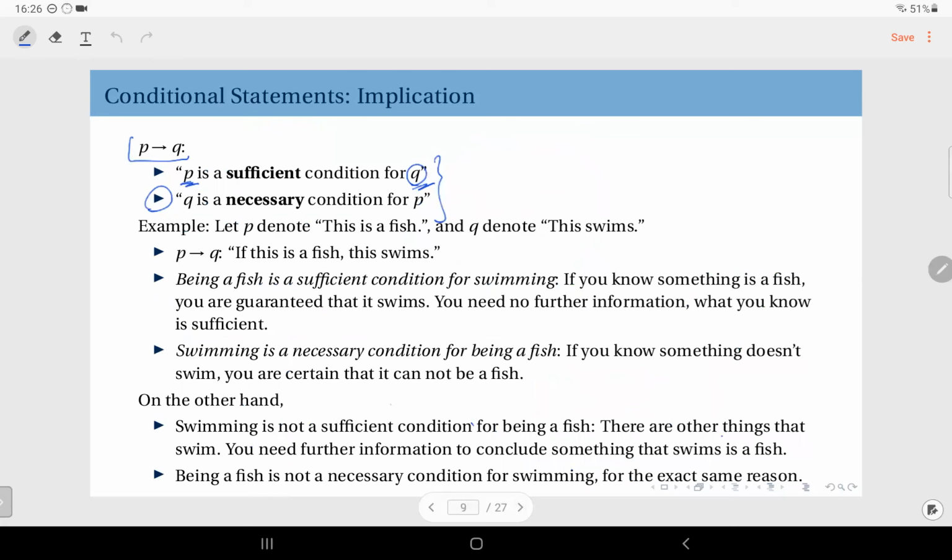Okay, let's talk about the other one. What is a necessary condition? Now, for P to be true, when they do have this implication, meaning that when this is true, Q, the consequent, is a necessary condition. Because otherwise, if Q is not satisfied, then P will not be satisfied, right? Ever.